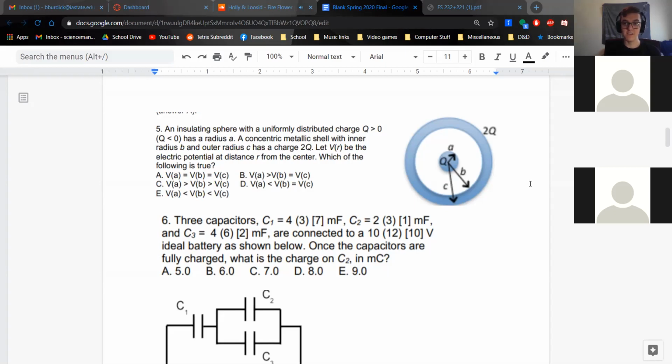I think the biggest hint I can give is that we established in the last question that the E field inside of a conductor is 0. So remember, this is asking about electric potential. The electric potential inside of a conductor is a constant, because the integral of 0 is going to give you plus C. So it's just going to be one constant value. So inside of this metallic shell, it's going to be the same value. So VB is equal to VC. That narrows it down to A, B, or D.